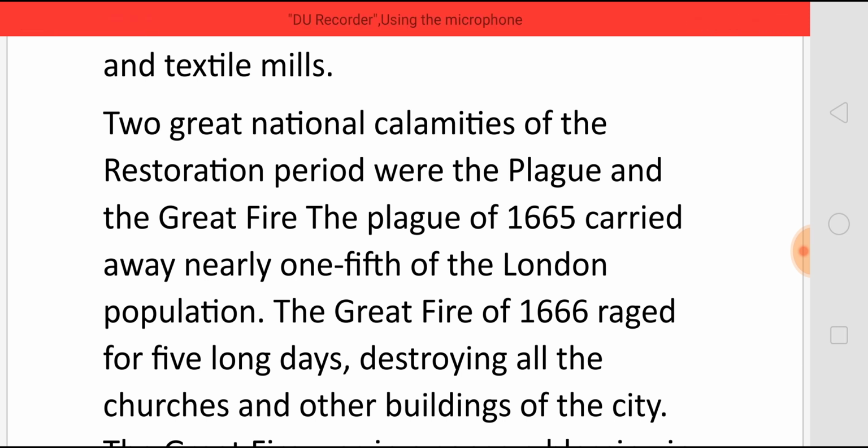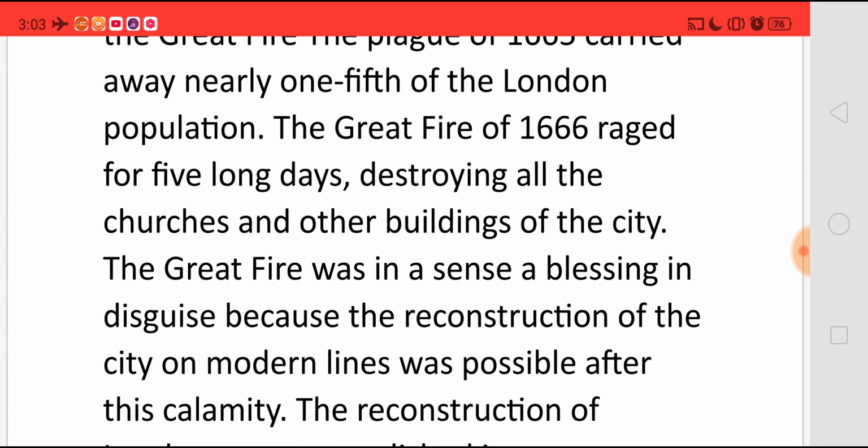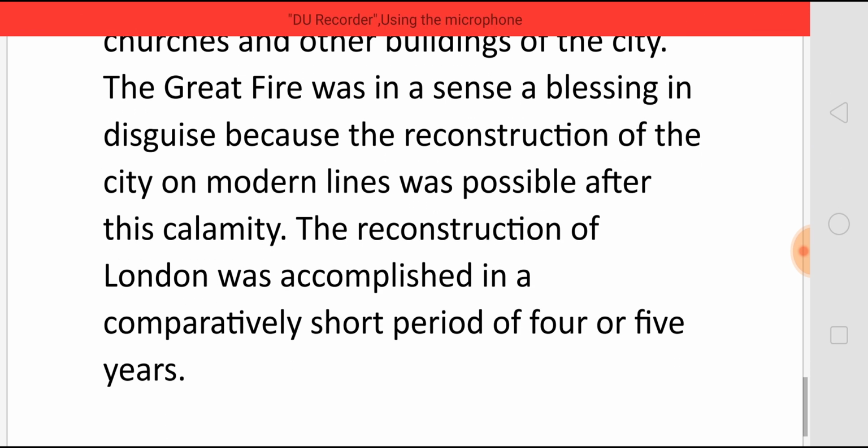And two great national calamities of the Restoration period were the plague and the Great Fire. The plague of 1665 killed nearly one fifth of the London population, and the Great Fire, which took place in 1666, burned for nearly 5 long days, and it destroyed all the churches and other buildings. But we can say that the Great Fire was also a blessing in disguise, because the city was reconstructed, and London was fully reconstructed in 4 or 5 years. And these are the happenings of the Restoration period.